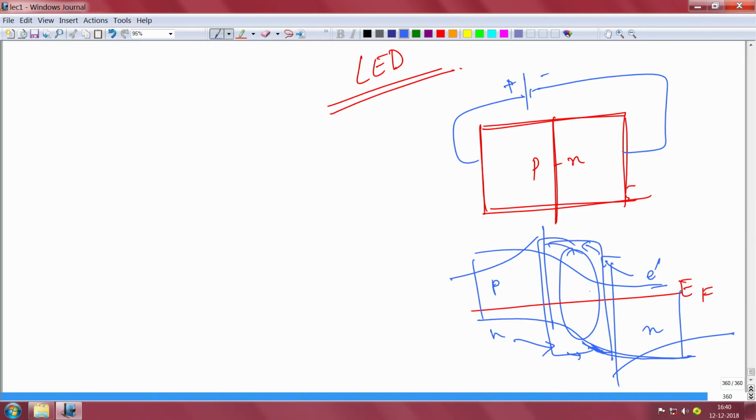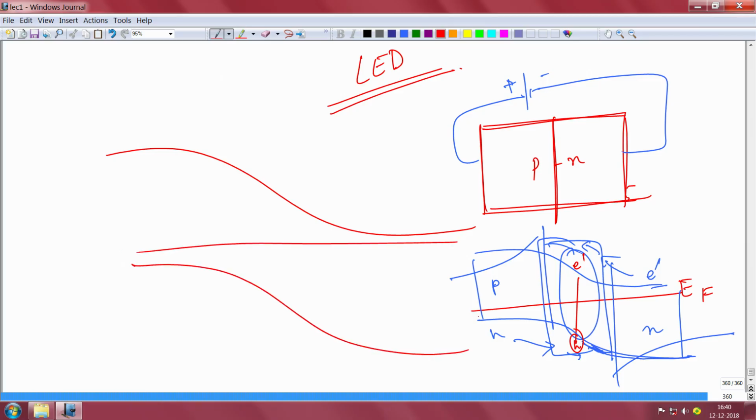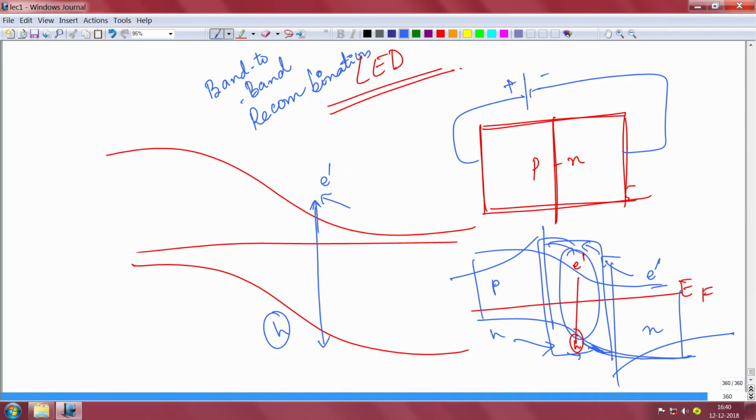Once they recombine in the depletion region, the idea is that if they recombine radiatively, band to band, electron and hole, you see, this is your conduction band, this is your valence band. If the electron and the hole combine from conduction band to valence band, that is called band to band recombination. Electron in the conduction band and hole in the valence band. You are injecting holes from this side, you are injecting electrons from this side. The idea is that they will recombine in the depletion region.